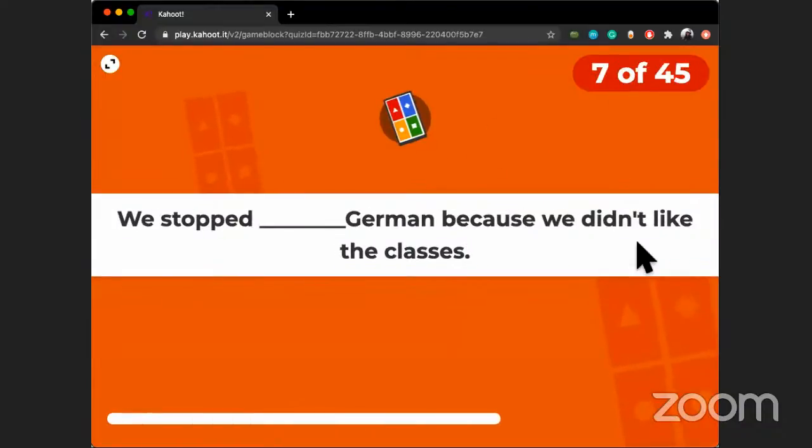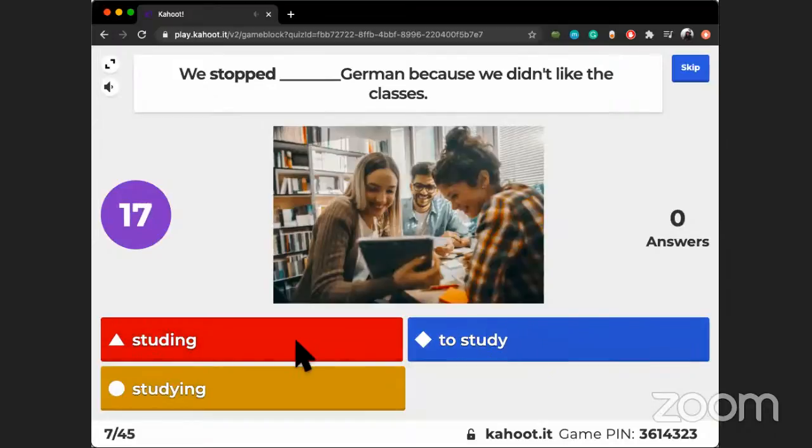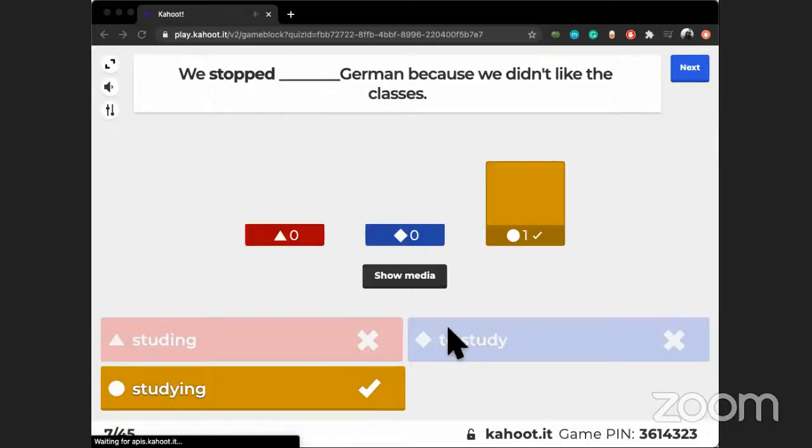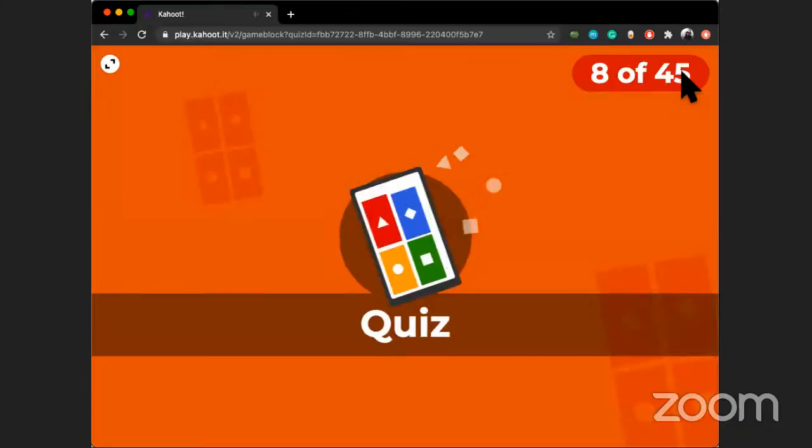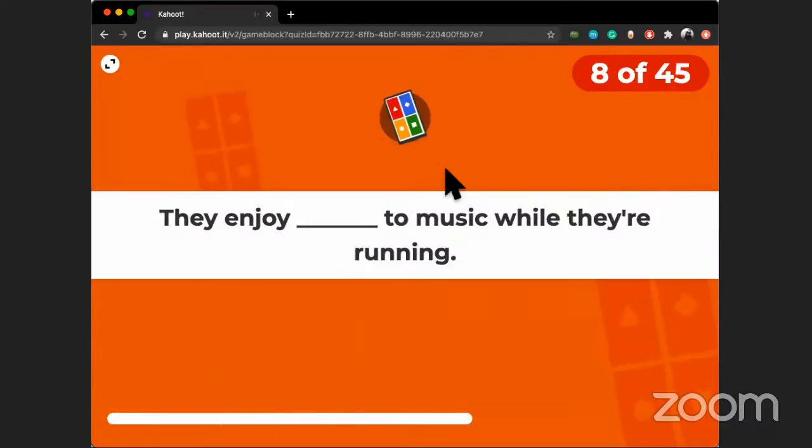Next one. We stopped studying, to study, or study. All right, can you read the sentence, please? We stopped studying German because we didn't like the classes. Excellent. Very good. So after stop, we have a verb with ing. It's called a gerund. Great job.